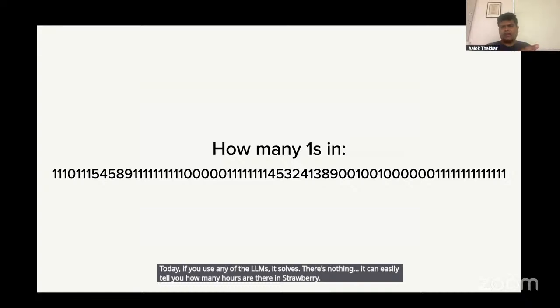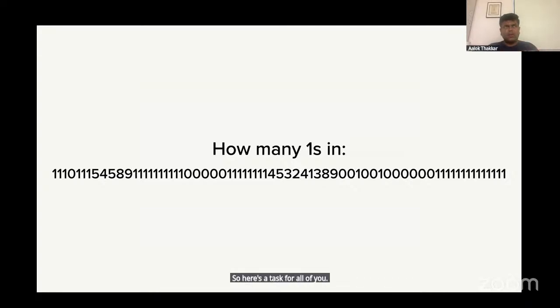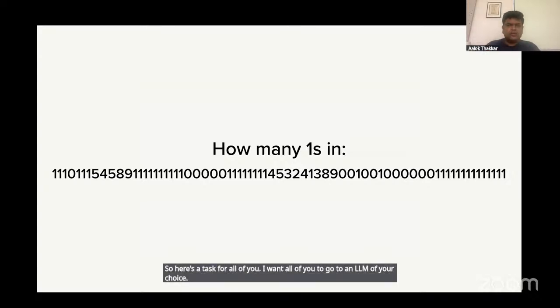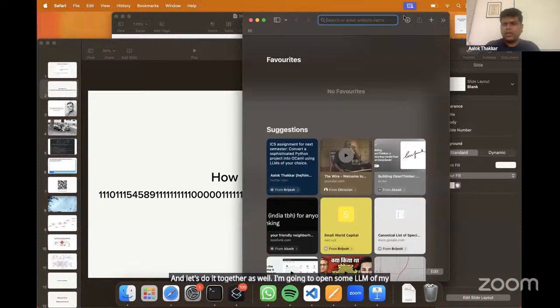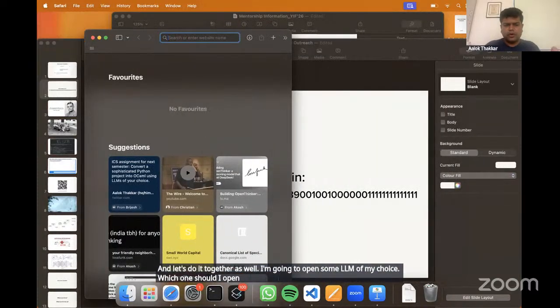So here's a task for all of you. I want all of you to go to an LLM of your choice. And let's do it together as well. I'm going to open some LLM of my choice. Which one should I open? Which one do you all use the most?